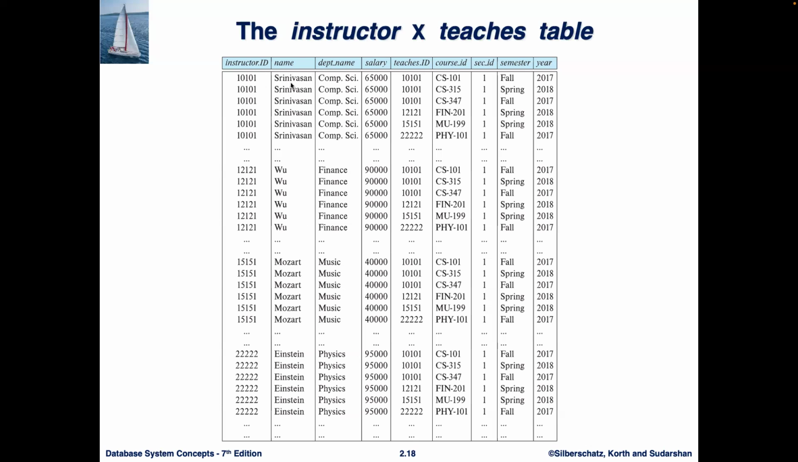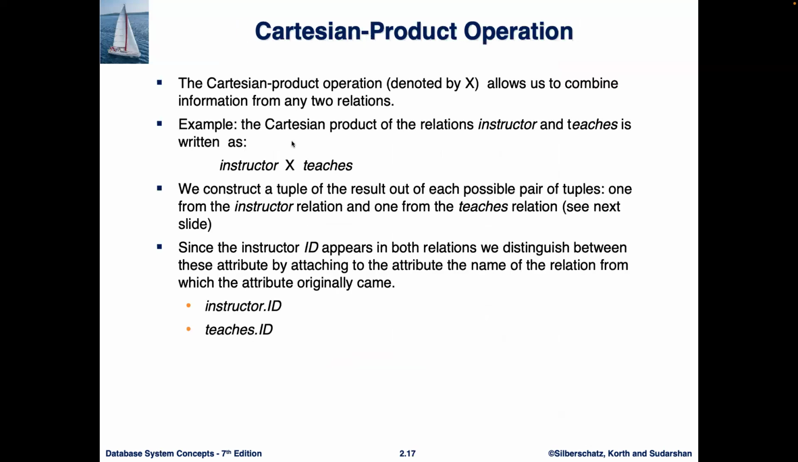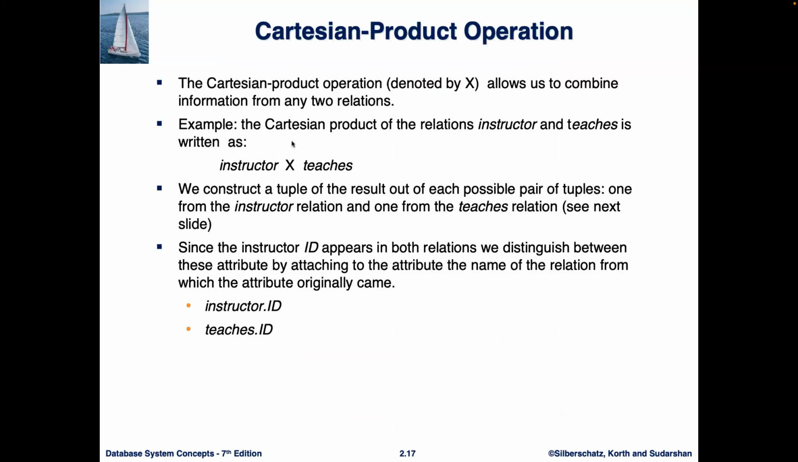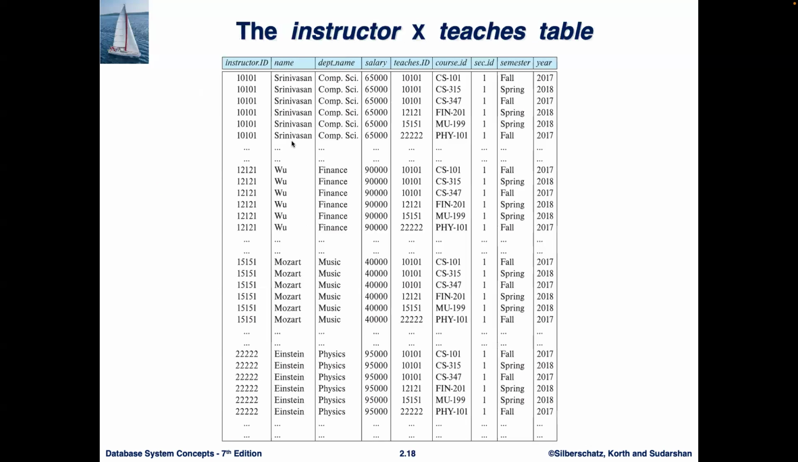And the instructor, his name is Srinivasan. Here, we have to match the instructor ID and teacher's ID. Based on that, we have this information. Since the instructor ID appears in both relations, we distinguish them by attaching to the attribute name the name of the relation from which the attribute originally came: instructor ID and teacher's ID. We will combine these two and see the actual data.